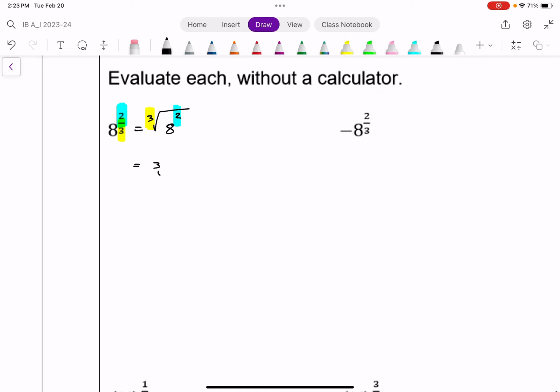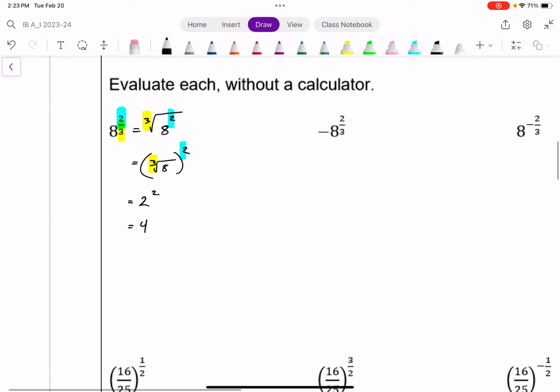It's also the same as the cube root of 8 first, and then raising that all to the power of 2. And quite often this is more convenient to work with, especially if we're not using a calculator, because the cube root of 8 is just 2, to the power of 2 equals 4. But it doesn't really matter, it's the same either way. And so keep in mind, I now know that 8 to the 2/3 is 4.